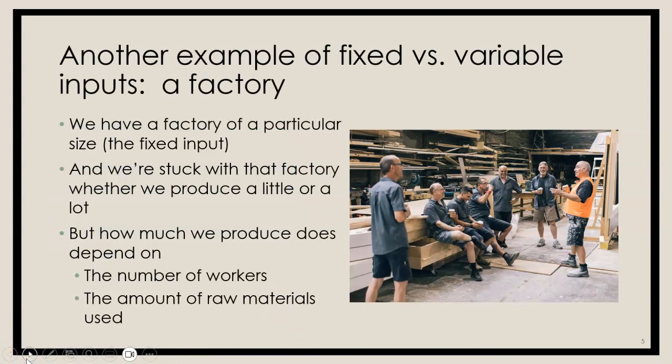Okay, here's another example. We have a factory. It has a particular size. That's the fixed input. And we're stuck with that factory size, whether we produce a little bit or a lot. But if we do produce a lot, we're going to use a lot of workers and a lot of raw materials. But if we don't produce much, we'll use few workers and few materials. So how much we produce does depend on the number of workers or materials.